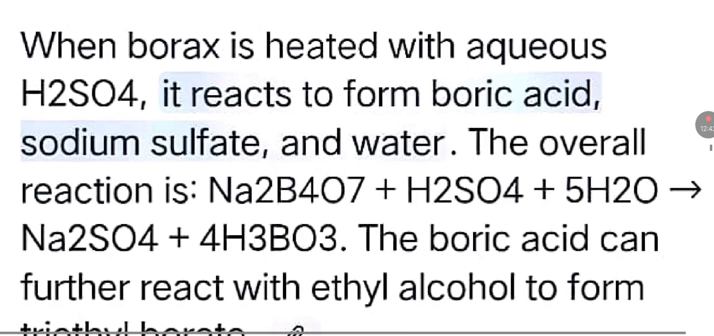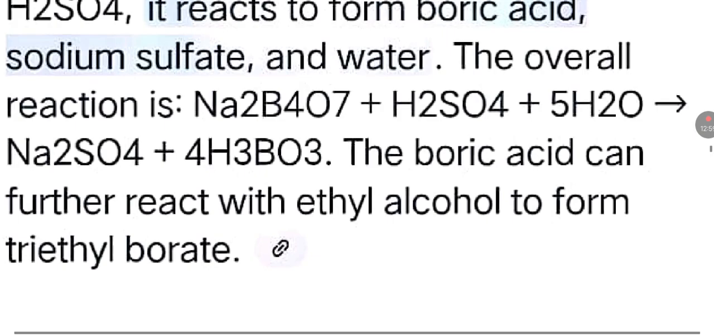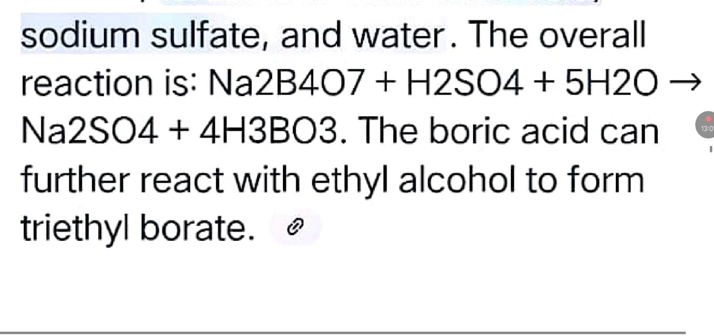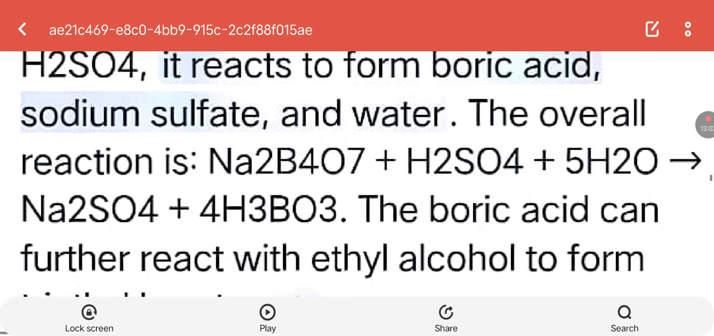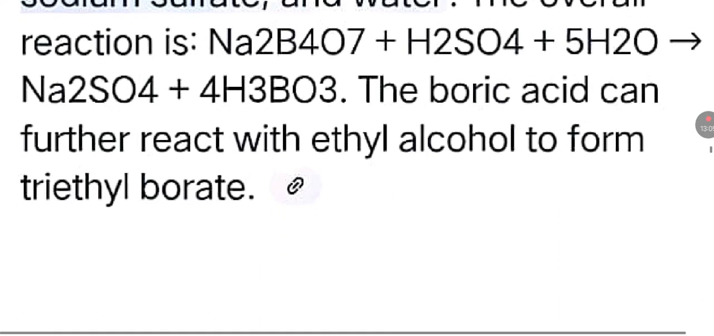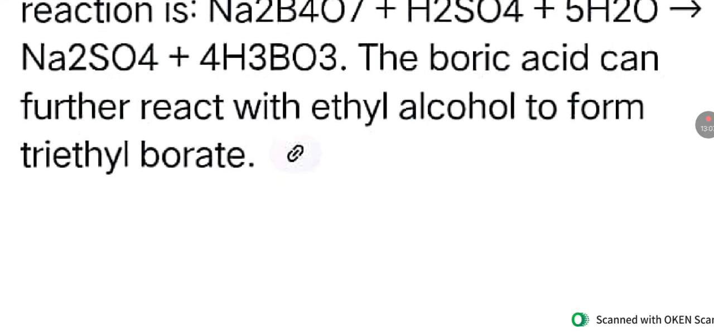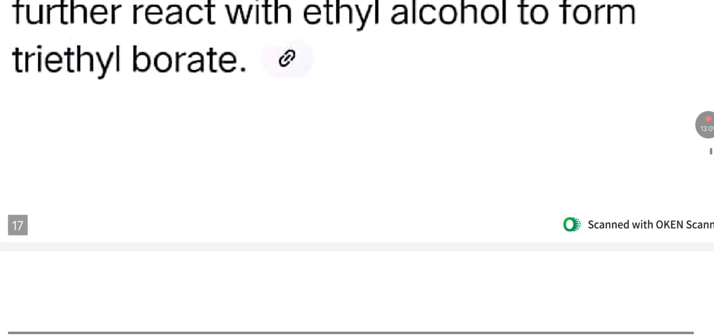What happens when borax is heated with aqueous H2SO4? It reacts to form boric acid, sodium sulfate and water. In this equation you can see the borax reacts with H2SO4 in the presence of water, and it gives sodium sulfate and boric acid. The boric acid can further react with ethyl alcohol to form triethyl borate.